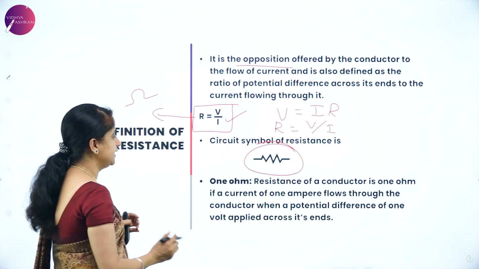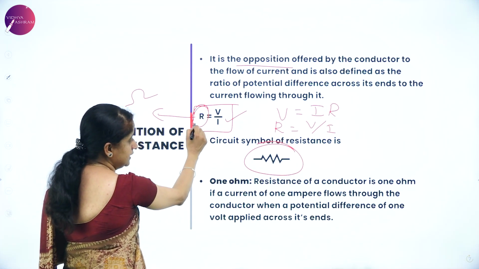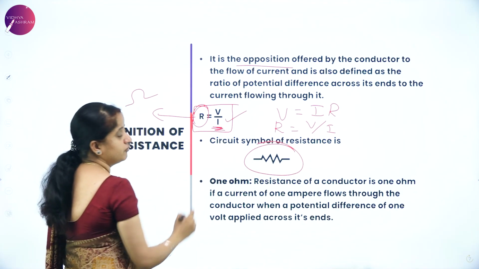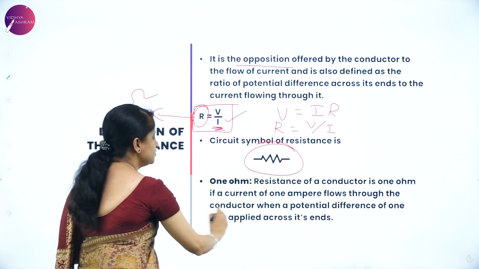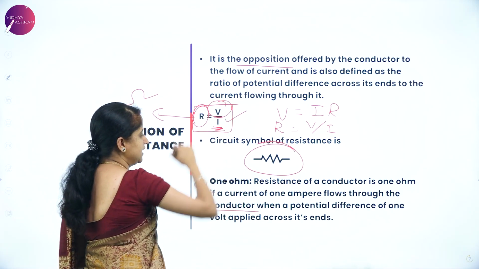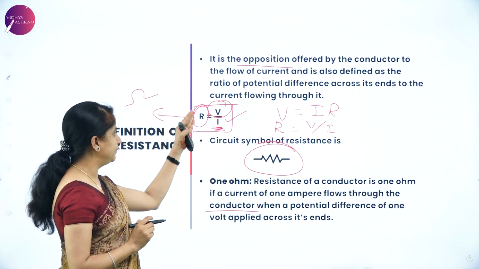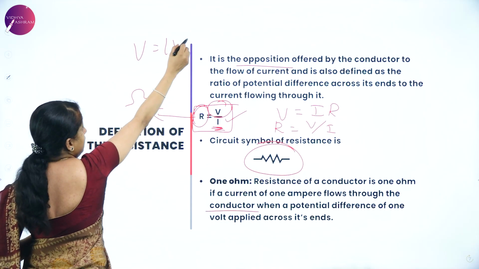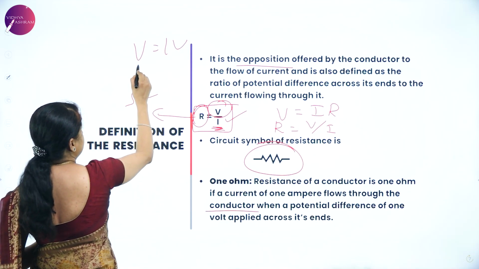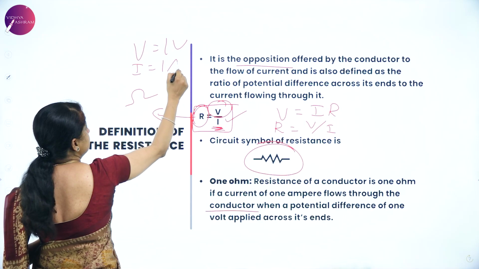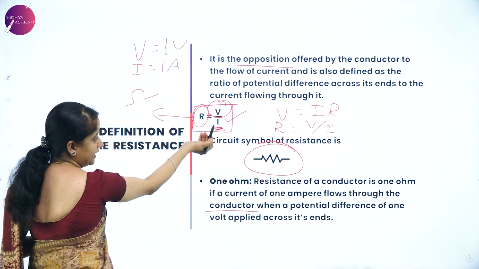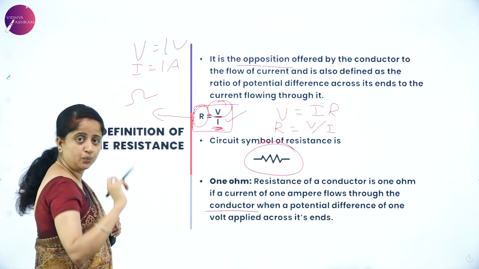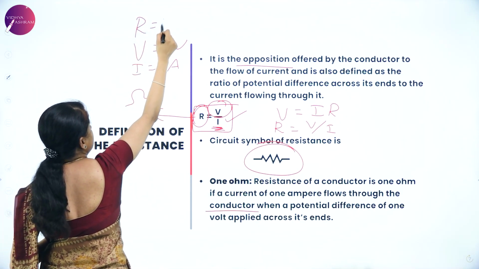So, this is the simplest way to remember the definition for 1 ohm. So, let us now define it. The resistance of a conductor is said to be 1 ohm if a current of 1 ampere flows through the conductor when a potential difference of 1 volt is applied across its ends, which means the potential becomes 1 volt and the current flowing through the conductor is 1 ampere. Then V divided by I we have in the RHS, that is 1 divided by 1, which will give us the value 1. So, the resistance is said to be 1 ohm.